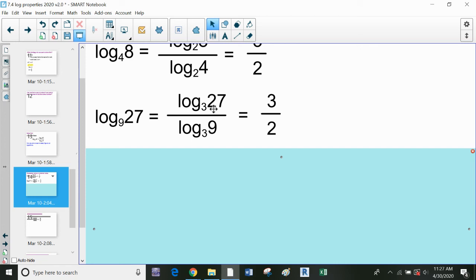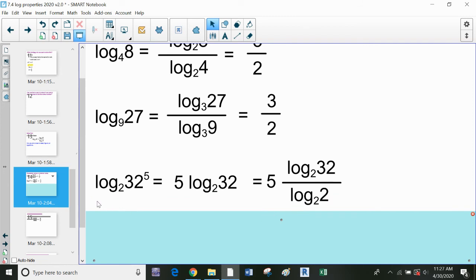Now, each of these we can solve. What exponent do I put on 3 to make it equal 27? Well, 3 times 3 is 9, times 3 is 27, so 3. And then what exponent do I put on 3 to make it equal 9? You put a 2 on it. So 3 squared is 9.